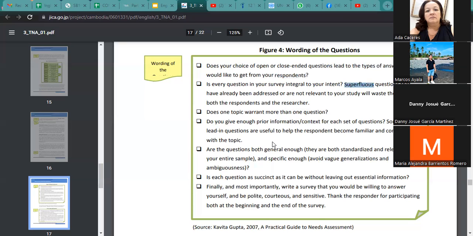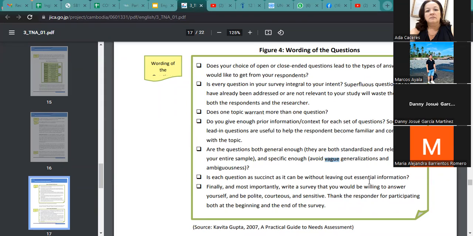Let's see. Warrant. What is warrant? It has to do something with the warranty. Well, in this case, it's something like is going to provide or assure. Things like that. There was some other word. Let me just check. Yes, there was a different word.